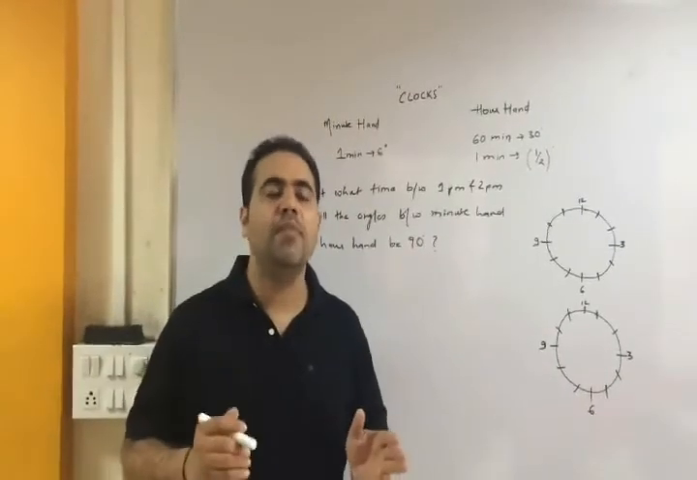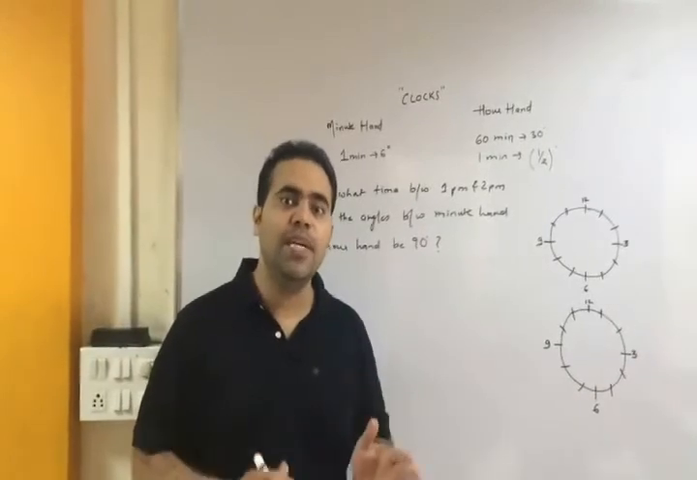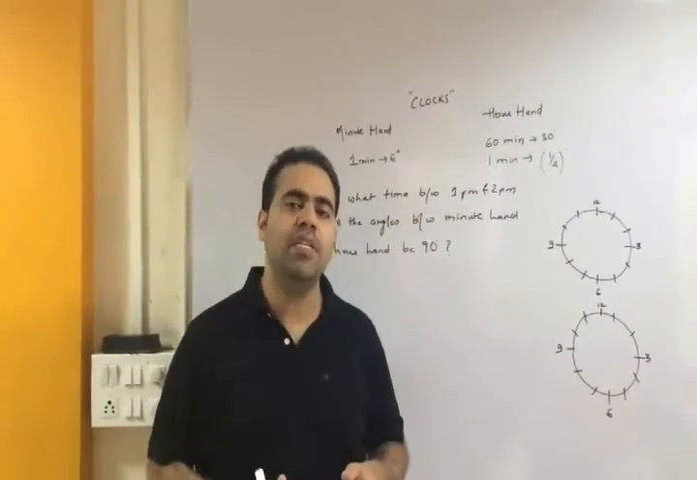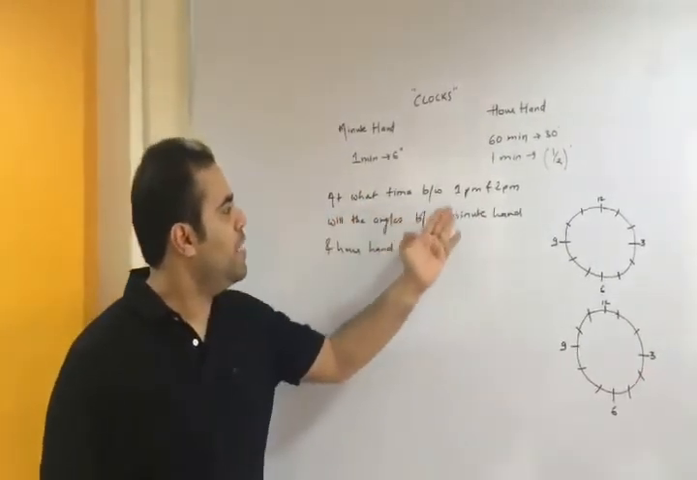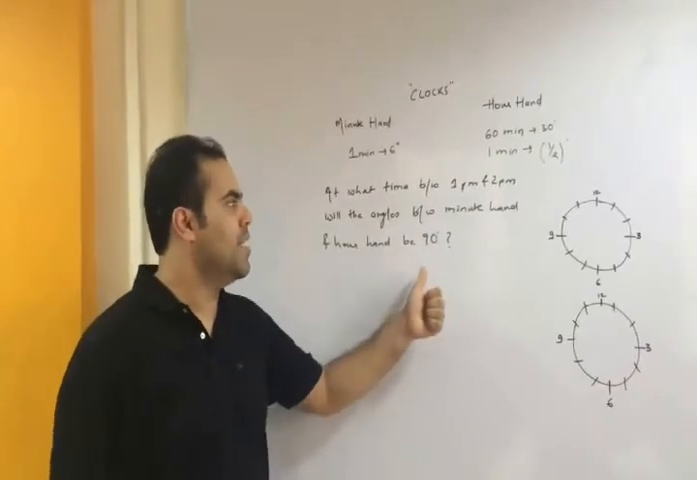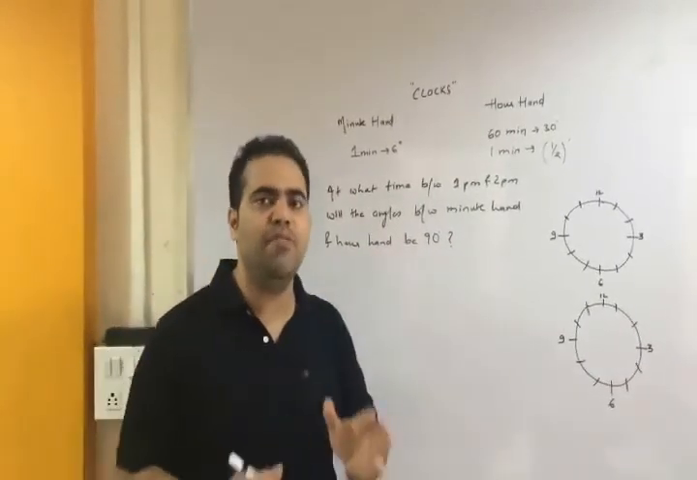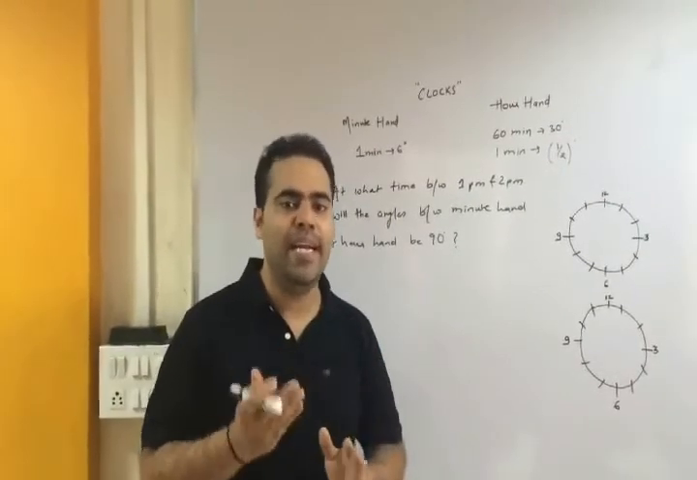We saw how to calculate an angle between a minute hand and an hour hand when a particular time is given to us. In this particular video, an angle will be given to us and we'll calculate the precise time. For example, at what time between 1 PM and 2 PM will the angle between minute hand and hour hand be 90 degrees? We have to find out instances between 1 o'clock and 2 o'clock where the angle between minute hand and hour hand is 90 degrees.